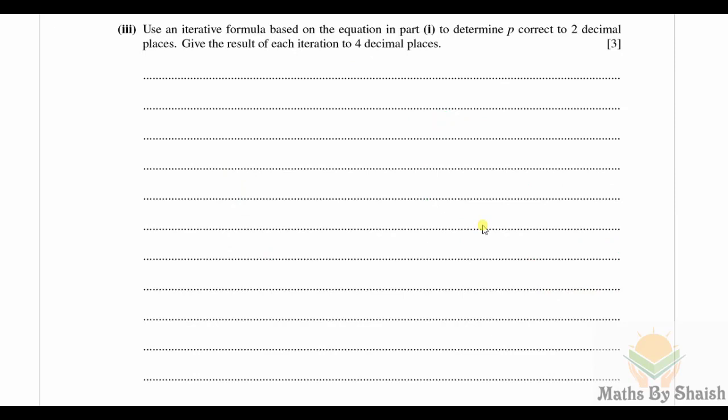Here's the third part. Use an iterative formula based on the equation in part 1 to determine p correct to 2 decimal places. Give your result of each iteration to 4 decimal places. So from the first part we know that p satisfies this equation, x is equal to 1 plus e raised to the power 1 over 2 times x minus 1. So we can take this as x_(n+1) is equal to 1 plus exponent of 1 over 2 times x_n minus 1.